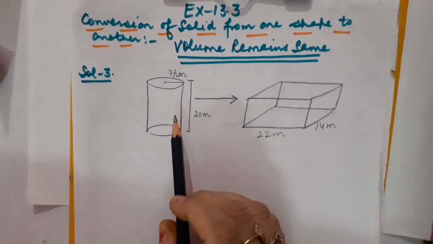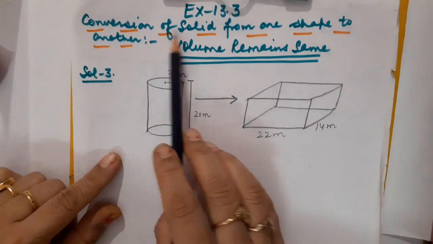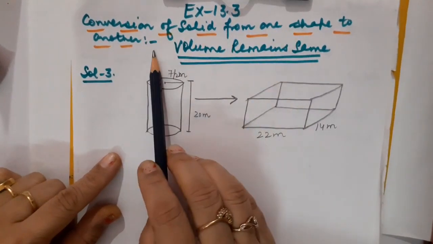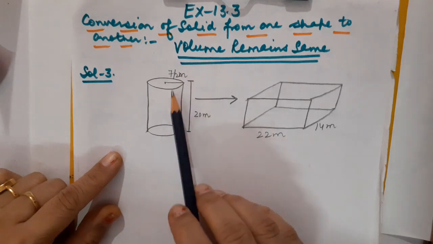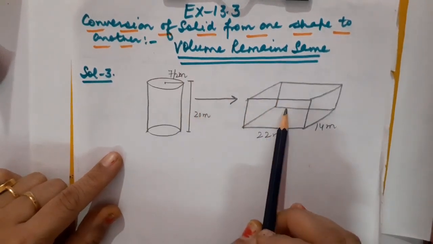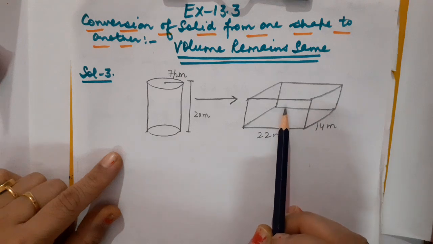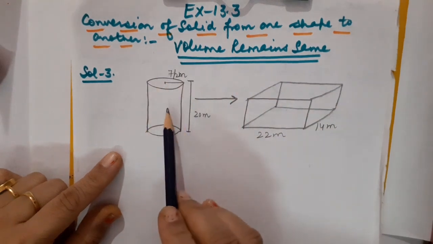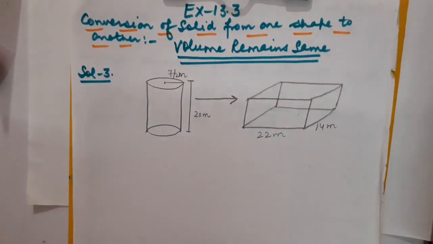So children, here you can observe that this concept is nothing but the conversion of a solid from one shape to another. I have just explained to you that in this case the volume of both shapes will remain the same. Means their capacity is not going to vary. Okay. So whatever would be the volume of the cylinder, that must be placed equal to the volume of the cuboid. So let us start doing it.